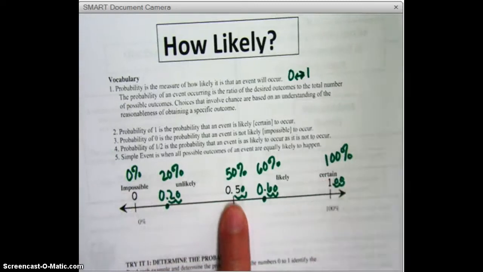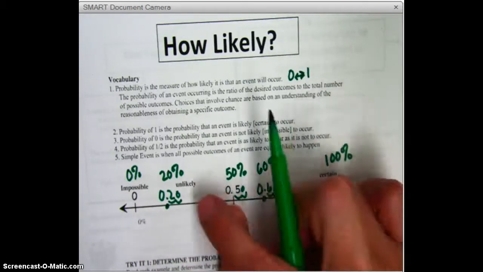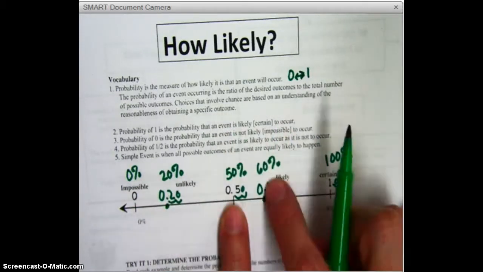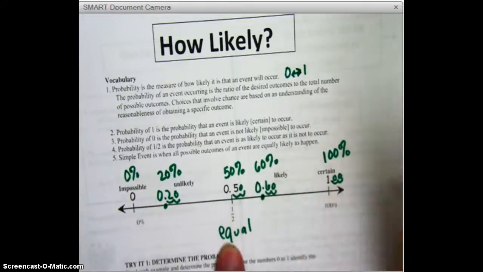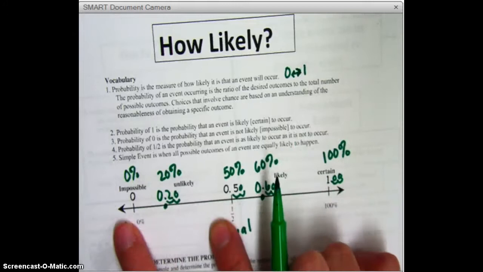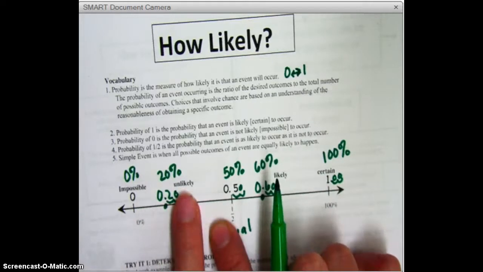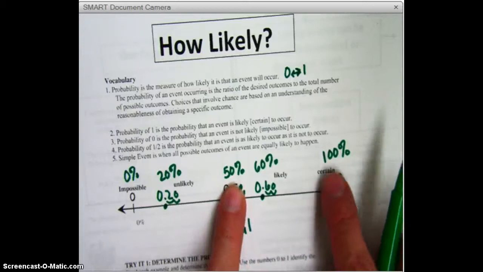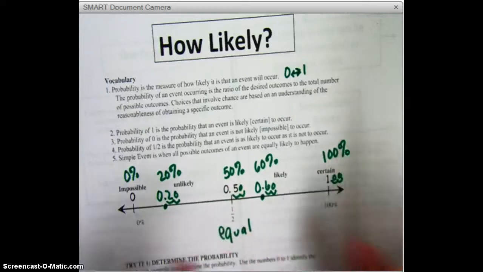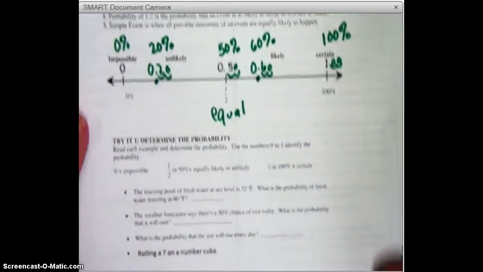Right in the middle you have 50%, which means that it's equally likely as unlikely. So this is equal. Anything below 50% or 0.5 would be unlikely, and anything between 0.5 and 1 or 50% and 100% would be likely. So let's try some examples.